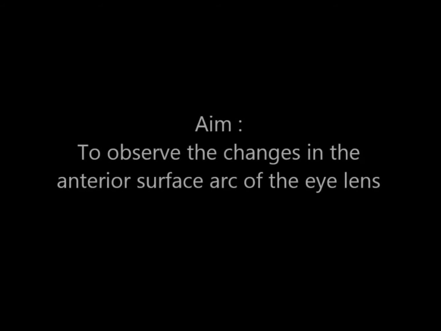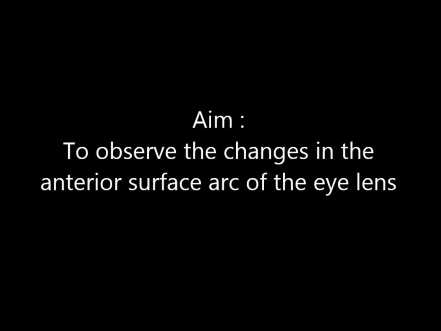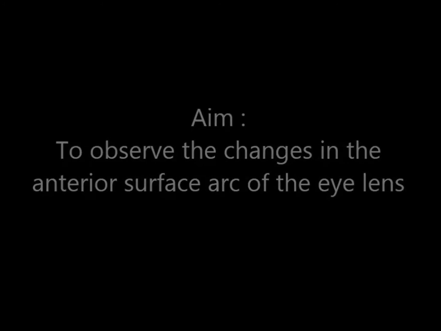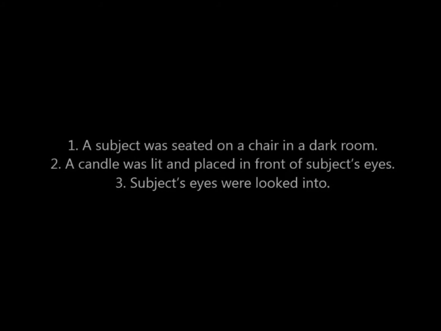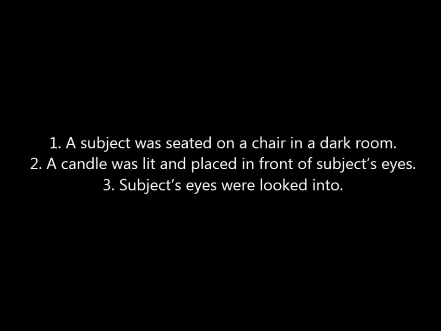This part of the experiment is about the Purkinje-Sanson arc. The aim of this experiment is to observe the changes in the anterior surface arc of the eye lens using the method of Purkinje-Sanson arc. The test is carried out in a dark room. A subject was seated on a chair. A candle was then lit and placed in front of the subject's eyes. The subject's eyes were then looked into.